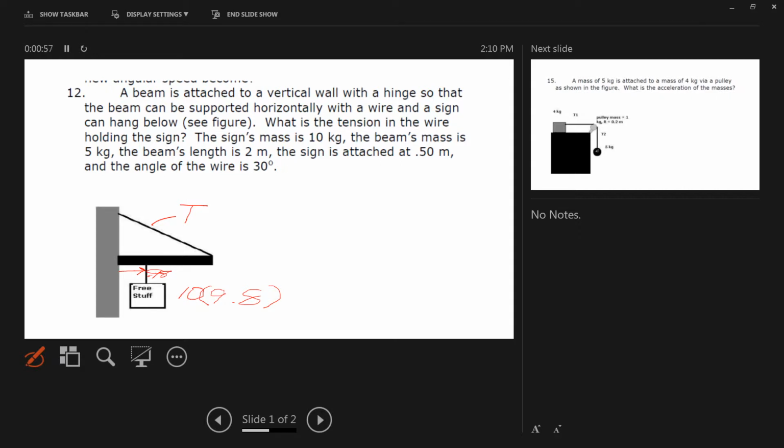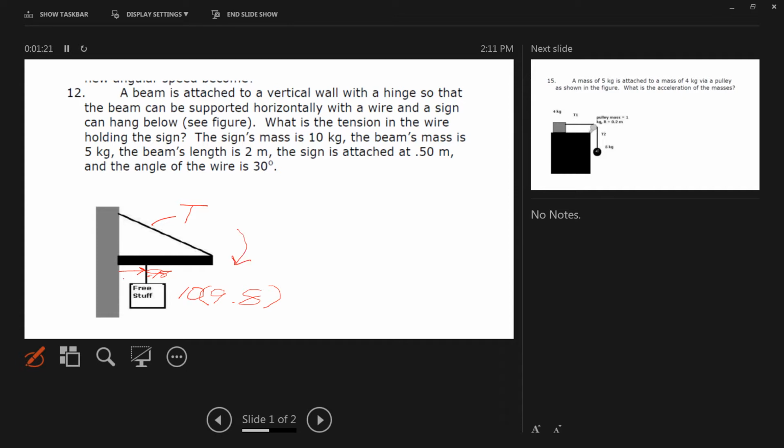So we have a lever arm, this lever arm right here, of 0.5 times 98. So it creates a torque this way, right?